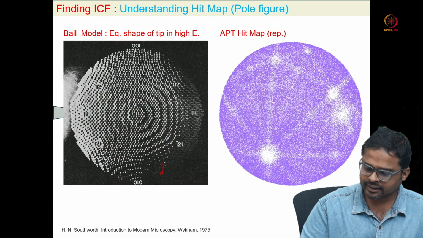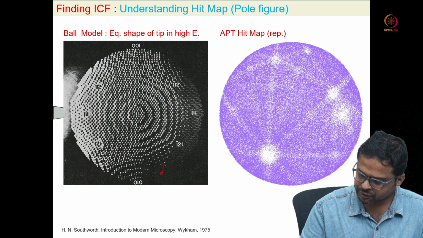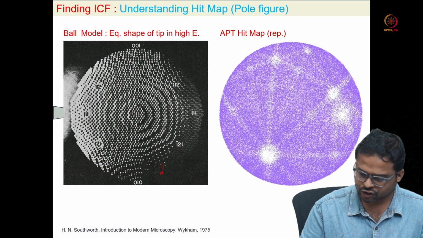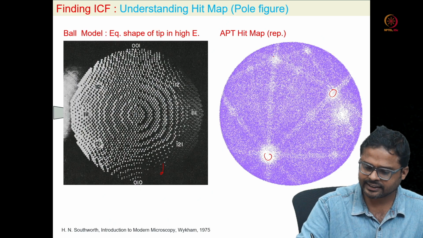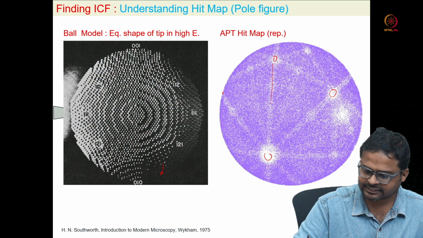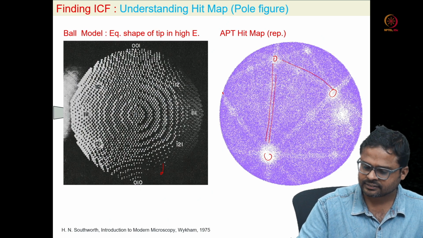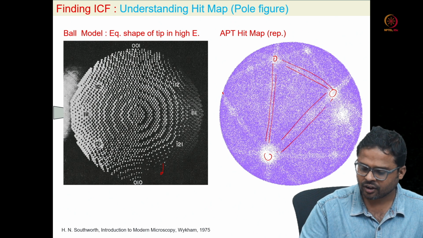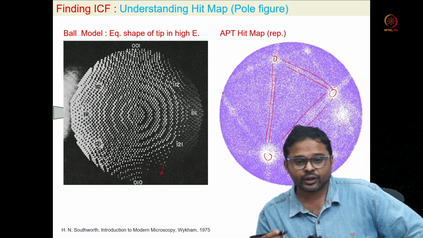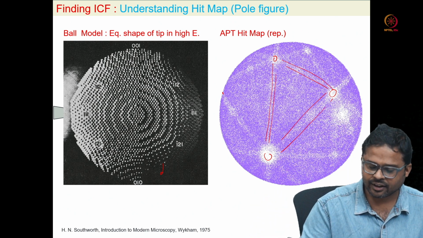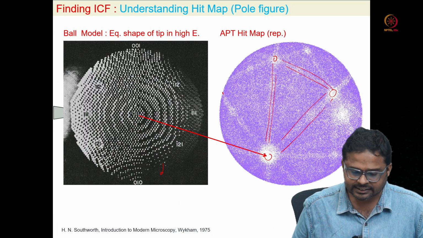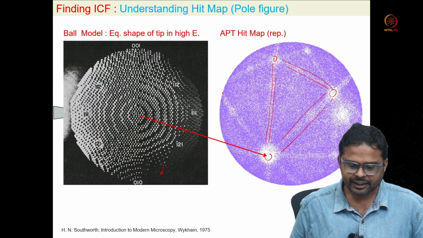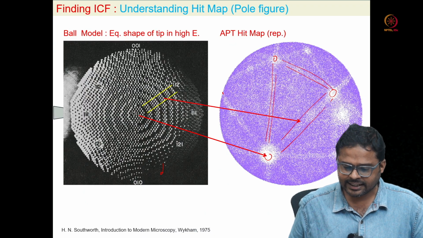In the field desorption image, you can see the appearance of these poles as low density regions, and these are called zone lines. This can be related to your Kikuchi pattern, or the stereographic projection. So you can index these poles as per the symmetry, and these zone lines correspond to these lines.